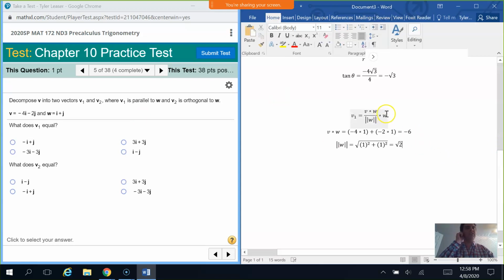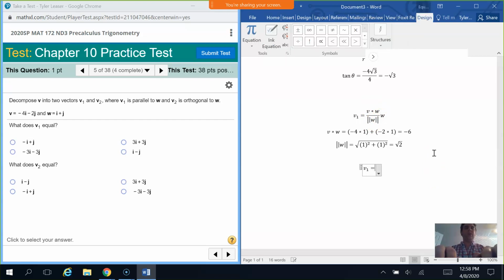And then this W itself is just the vector. This is not a dot product. This is just actual multiplication. Because V dot W over the magnitude is a number, and you're multiplying a number times that vector. So we get V1 is going to be that -6 up top, divided by that square root 2, times vector W itself, which is the vector 1, 1. Then you just multiply that into it. So this is going to give us the vector -6 over square root 2, -6 over square root 2.